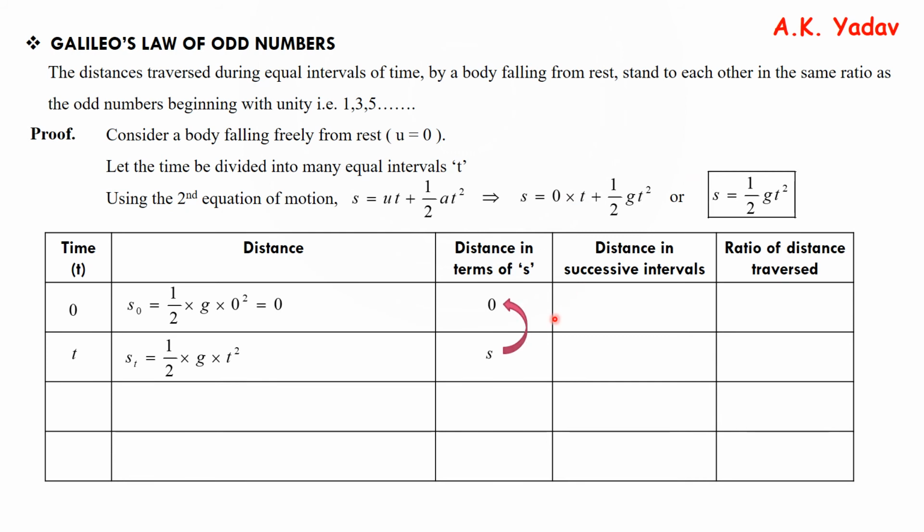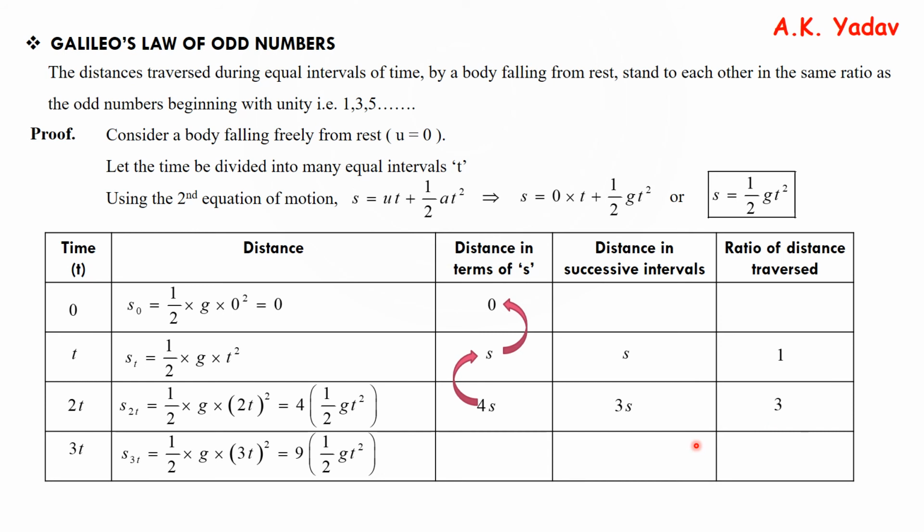Now, what is the distance in successive intervals? s minus 0 will give me s. The ratio is 1, s by s. Let the time be 2t. So the distance comes as half into g into 2t square, which is 4 times half gt square, that is 4s. Now the distance in successive intervals is 4s minus s, that is 3s. The ratio is 1 is to 3, as you can see. So 3s upon s will give me 3.